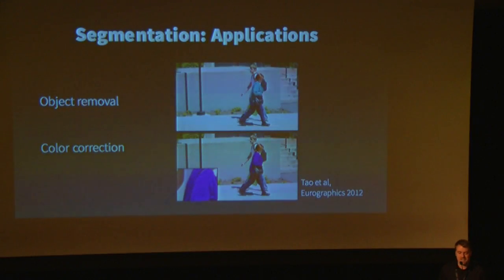Another example is selective color correction. So here, when you can accurately segment, for example, the shirt of this woman, you can apply a color correction just to this little piece of the image and change the color of her shirt. And it actually works really, really well.